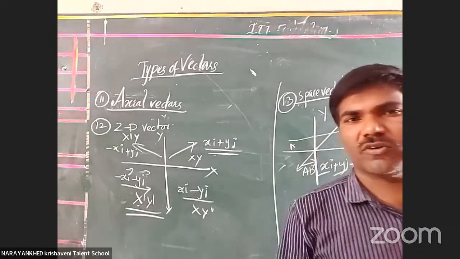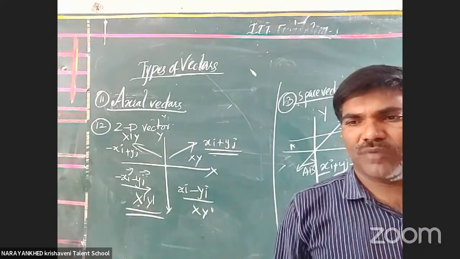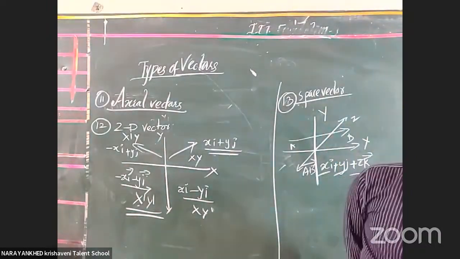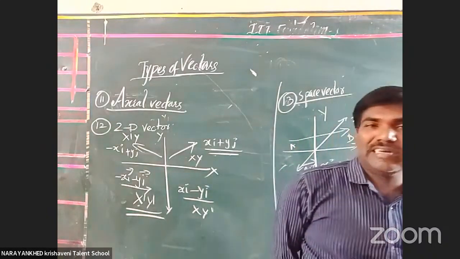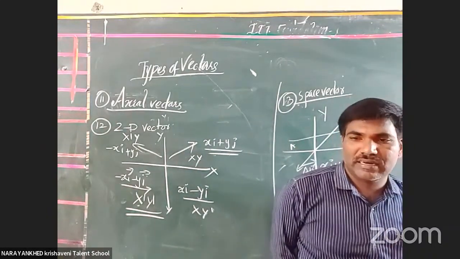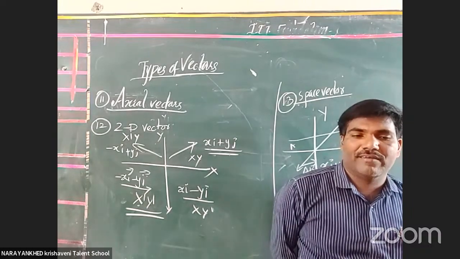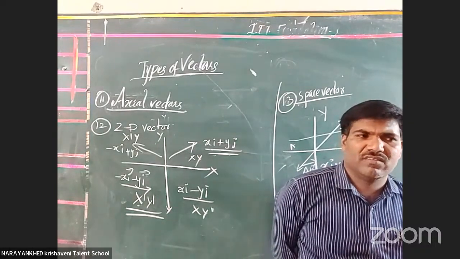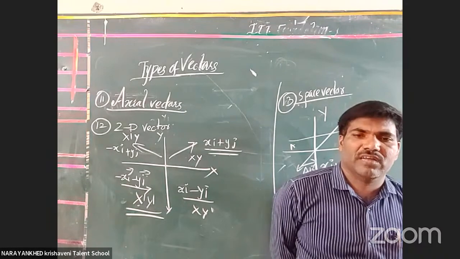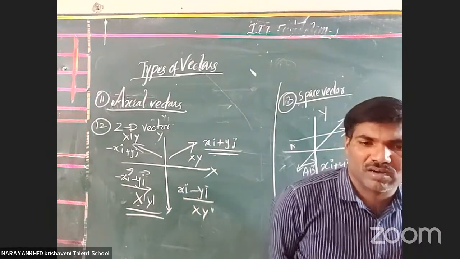Any doubts, students? Any doubt about any type of vector? We covered a lot of things today: like and unlike, unit, null, axial, space, and two-dimensional vectors. We discussed all these components.